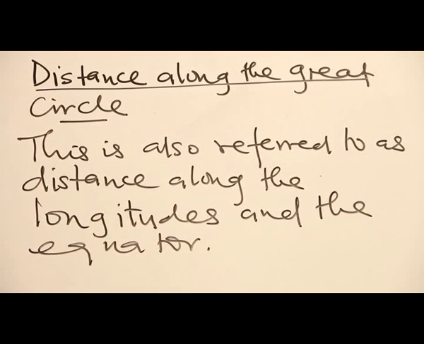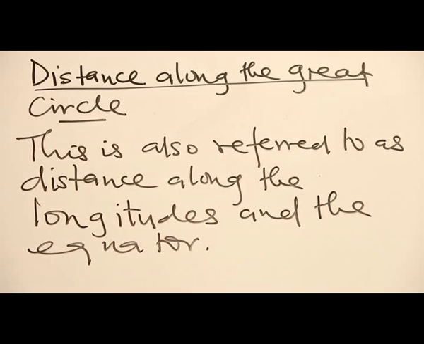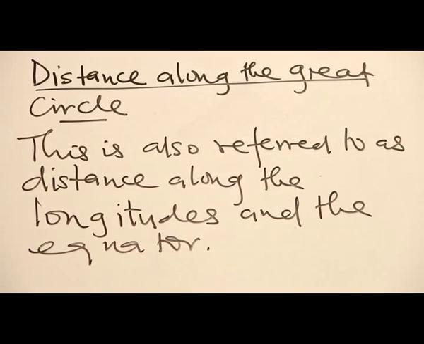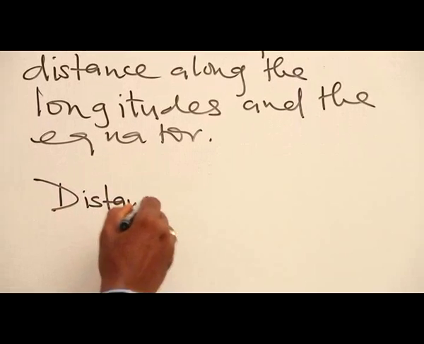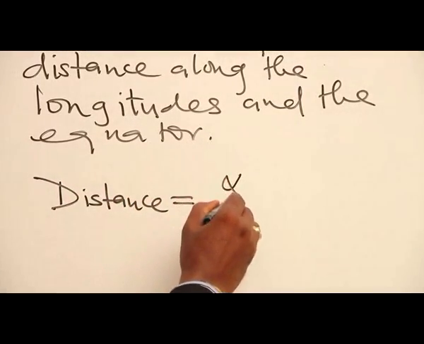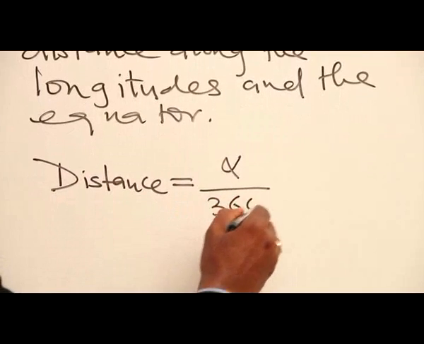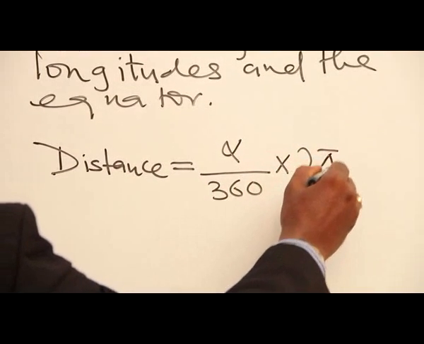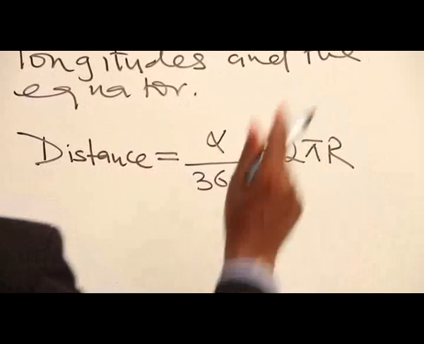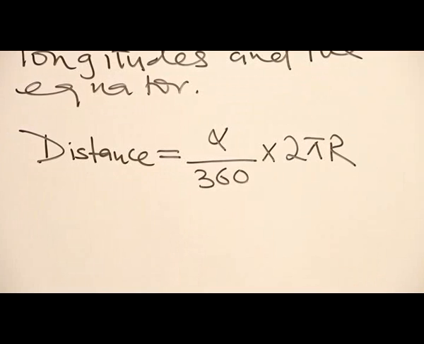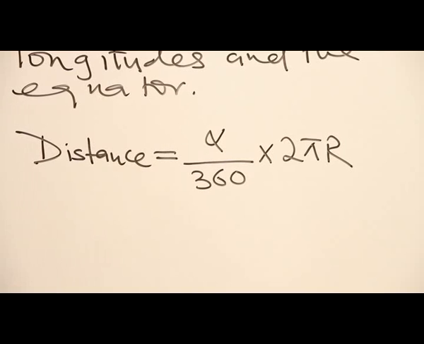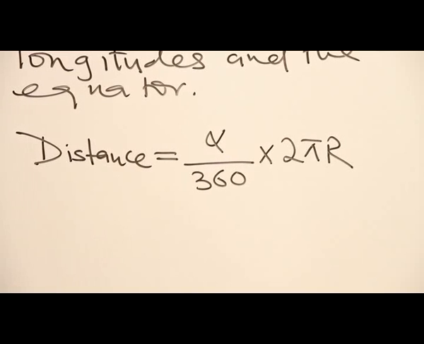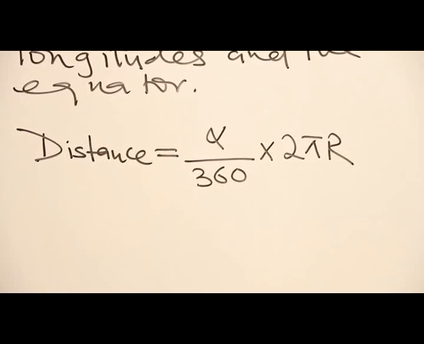Now, let's take a look at what formula we are going to use to calculate the distance along a great circle. The distance d along a great circle will be equal to the angular difference over 360 degrees times 2 times pi and capital R. So this is the formula we are going to use to find the distance between two places on the earth's surface along a great circle. Let's take the first example dealing with the distance along the equator.